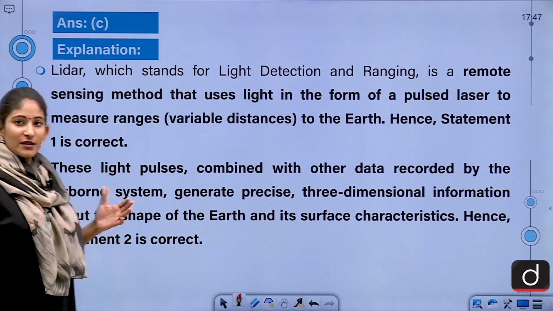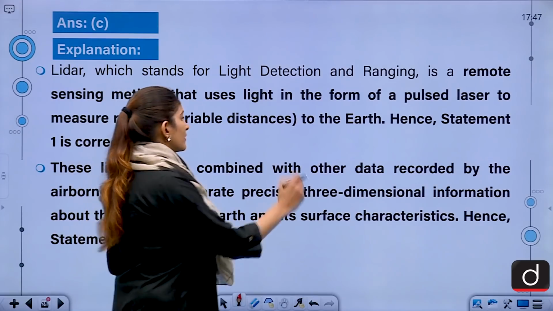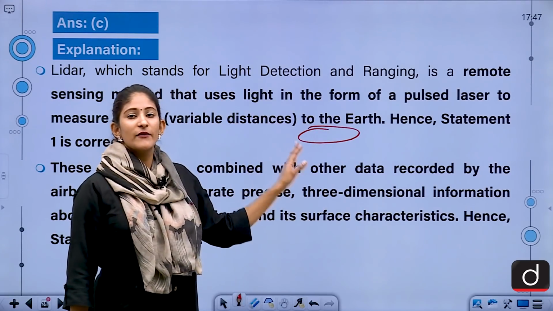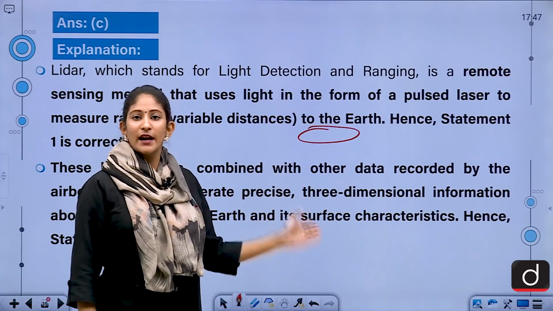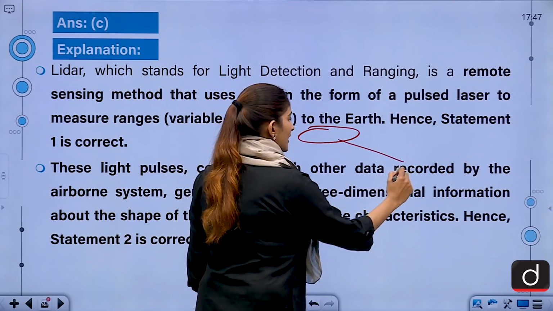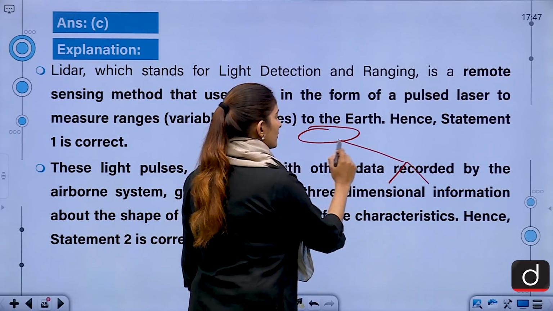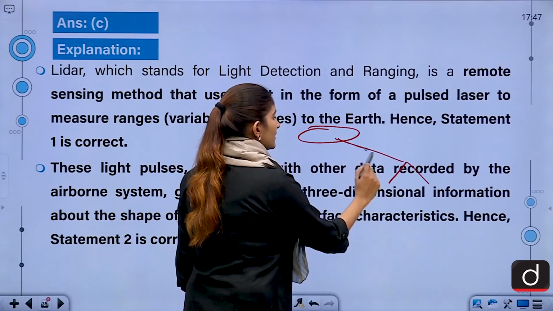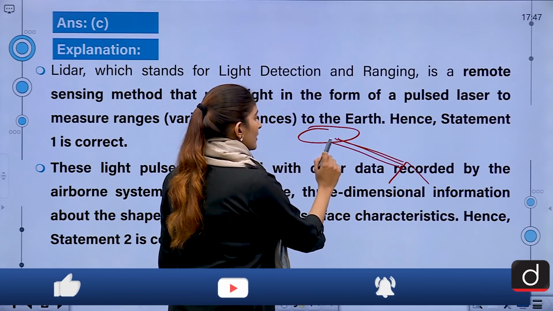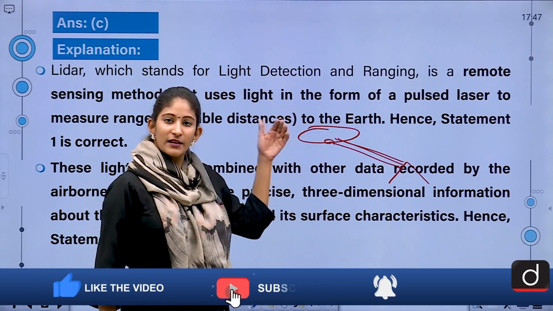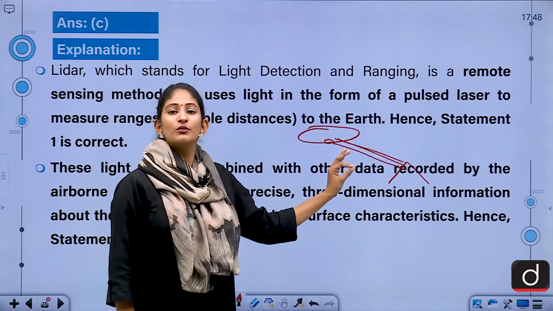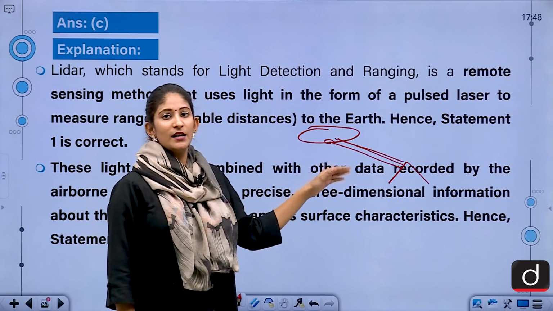Suppose there is a device such as an unmanned aerial vehicle. Now this vehicle will use a laser light to, suppose this is a hill. Now here the light will be sent through a laser and it will calculate the time in which the light is reflected back to the unmanned aerial vehicle, and through this the distance will be measured.